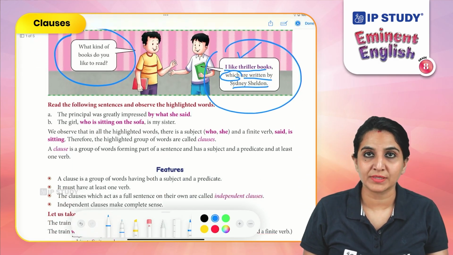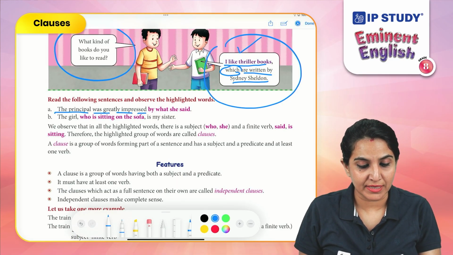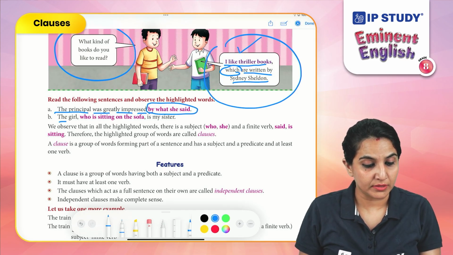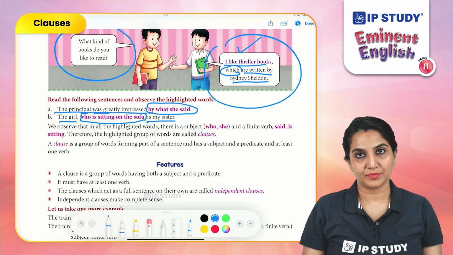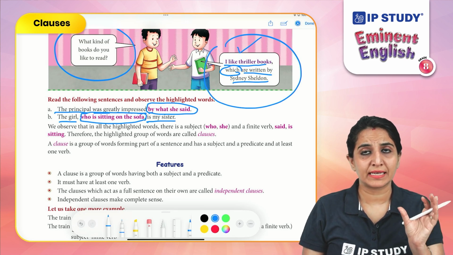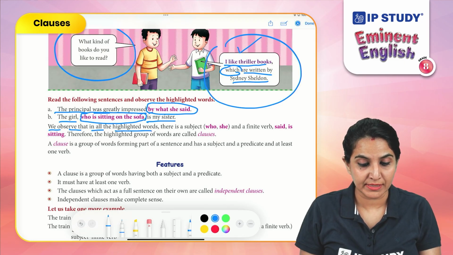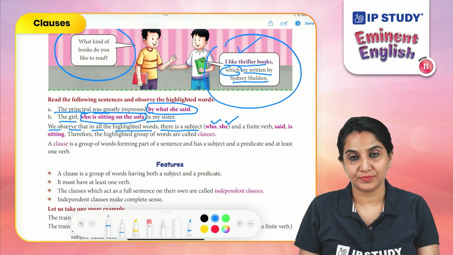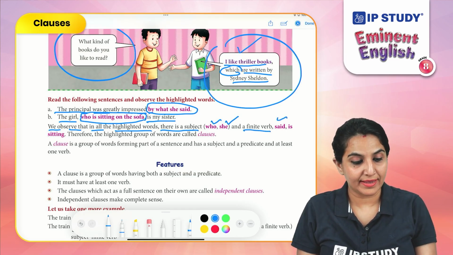Let us read some more sentences. The principal was greatly impressed by what she said. The girl who is sitting on the sofa is my sister. Now, what do we observe in these highlighted words? We observe that in all the highlighted words, there is a subject, who and she, and a finite verb like said and is sitting.